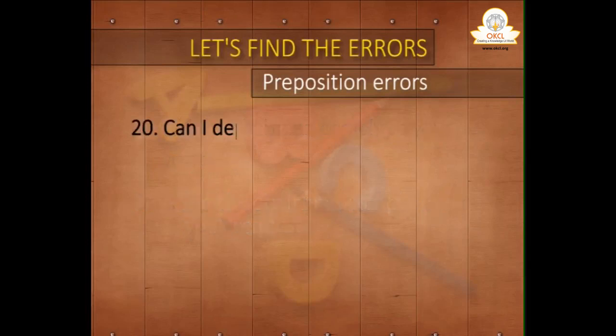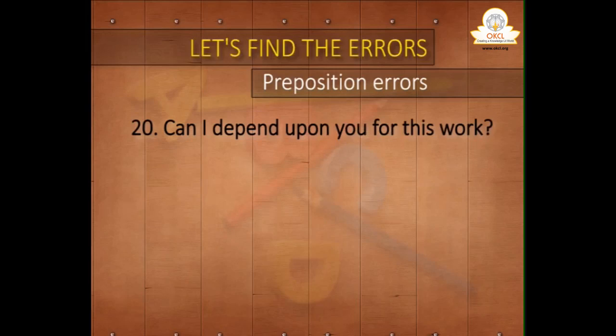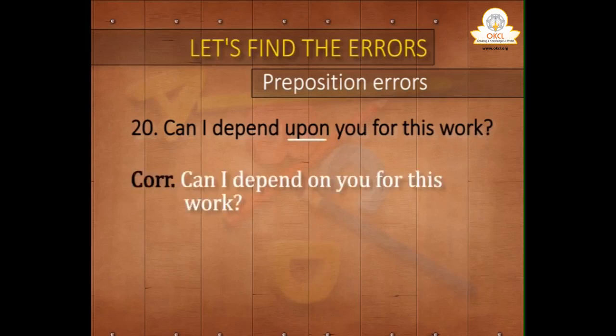Can I depend upon you for this work? Can I depend upon you is wrong. It will be depend on. There is a rule about this: it will be used where a person is the agent, by; and if the agent is a thing, we use with. So here depend upon is wrong, depend on.